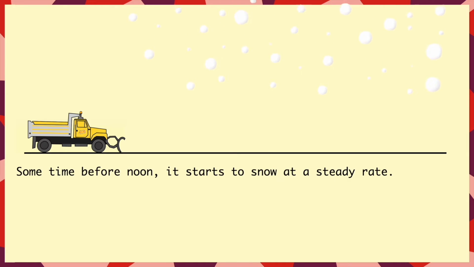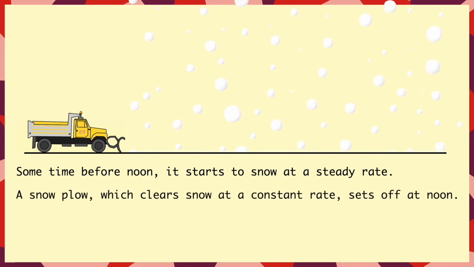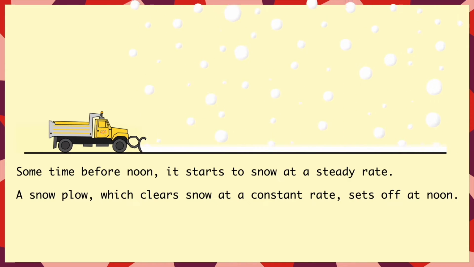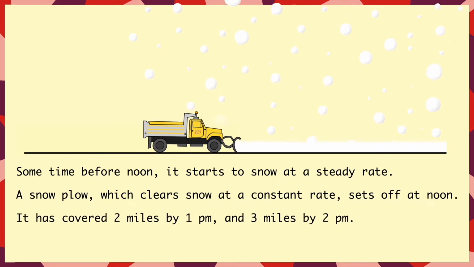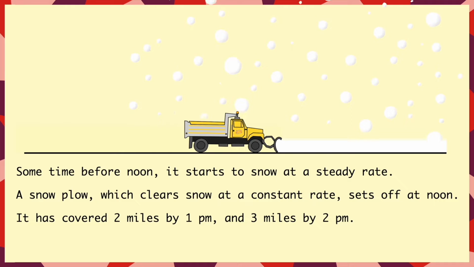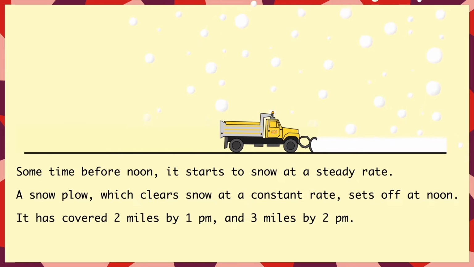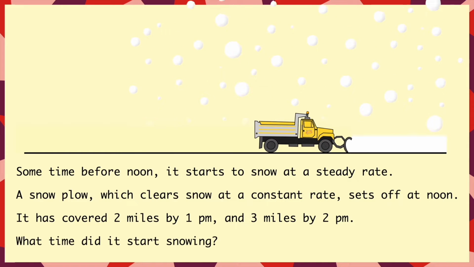Sometime before noon, it starts to snow at a steady rate. A snowplow, which clears snow at a constant rate, sets off at noon. It has covered 2 miles by 1 p.m. and 3 miles by 2 p.m. At what time did it start snowing?